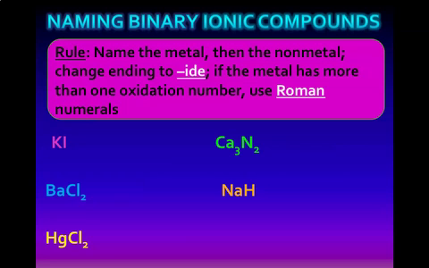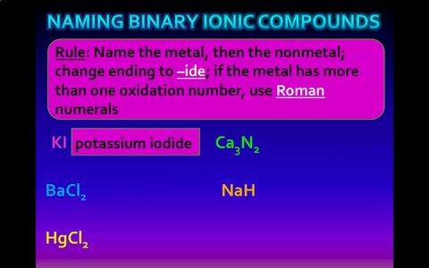So we have KI. I know K is potassium and I is iodine. So I'm going to change that. The potassium comes first, potassium iodide. I change the end of the nonmetal to -ide.